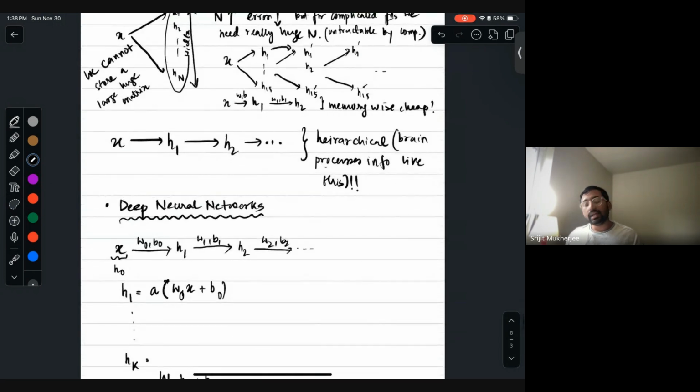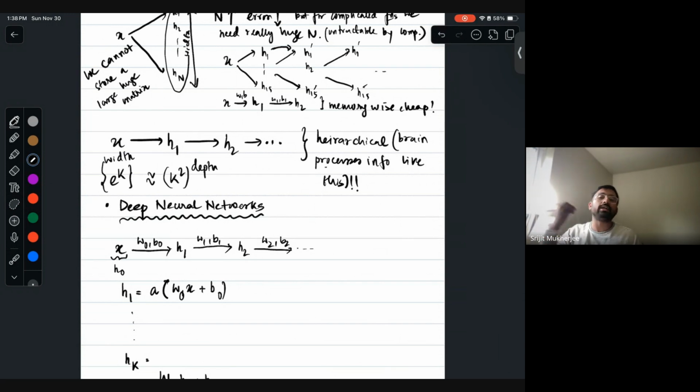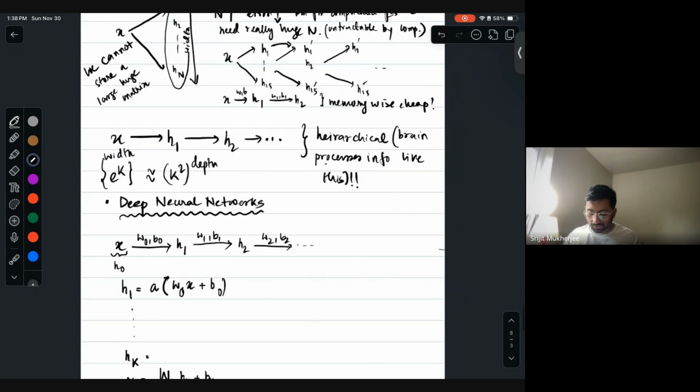In fact, that's why you can show that for a deep neural network, there's a result: you need an exponential number of neurons, hidden units, to represent the same function which just takes k square in depth. A lot of memory storage is because our brain actually stores information like that. So the whole idea is that we have better representation. We will learn what it is.